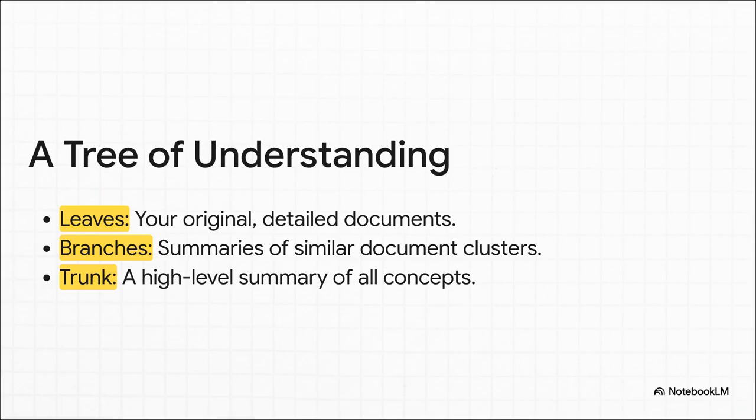The absolute best way to get this is to picture your data as a tree. Seriously. Down at the bottom, you've got the leaves. These are your original documents, all the nitty-gritty details. Then, RAPTOR cleverly groups similar leaves together into little clusters and summarizes them. These summaries, they become the branches of your tree. And it just keeps going, building upwards, summarizing the summaries, until you're left with one final high-level summary of everything. That's the trunk of the tree.